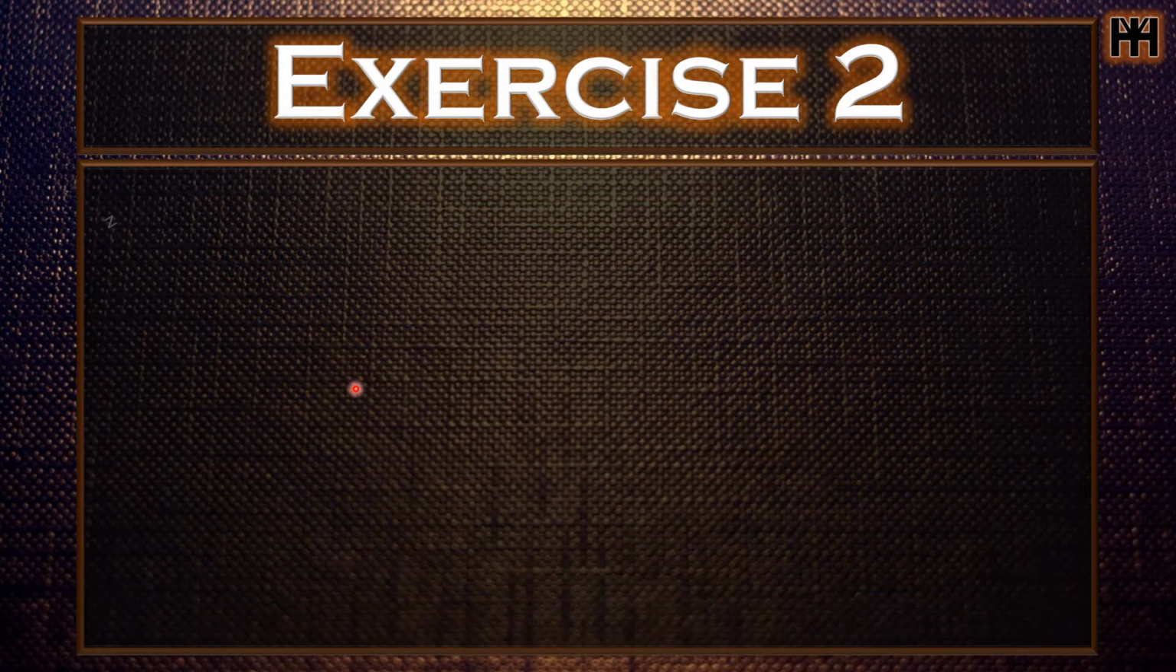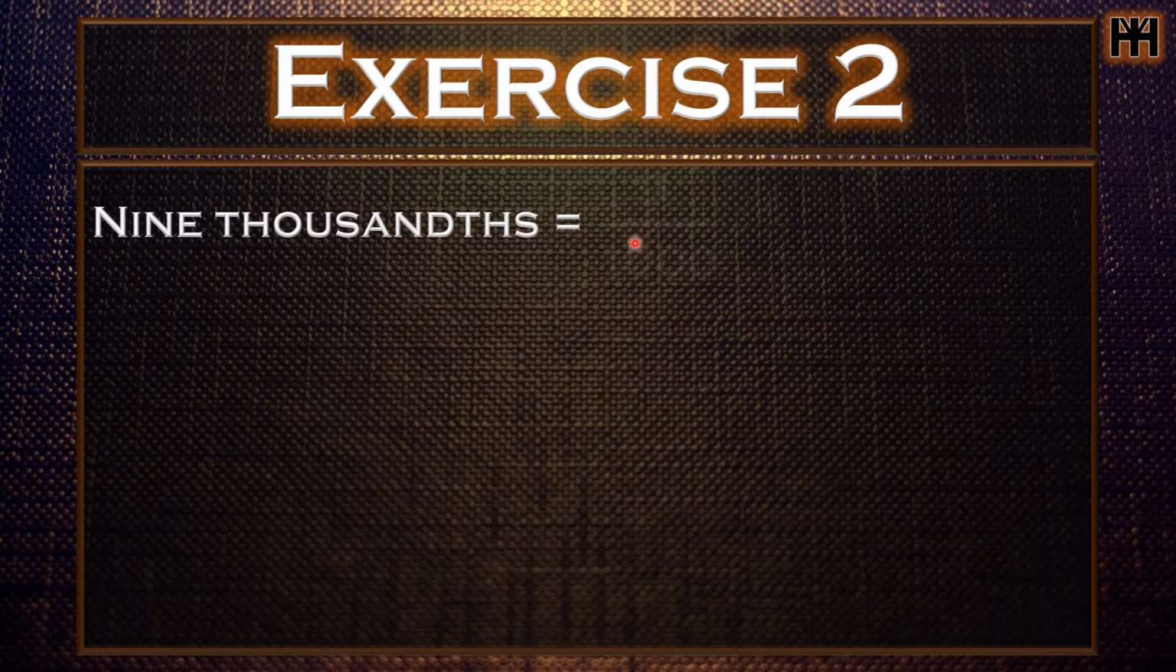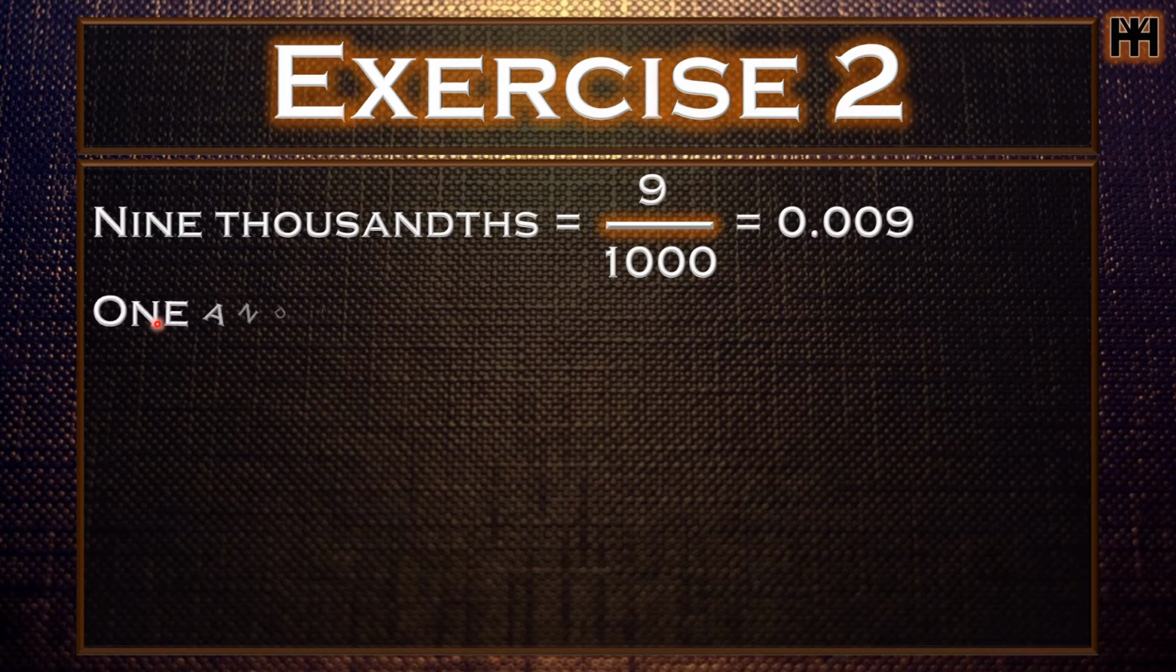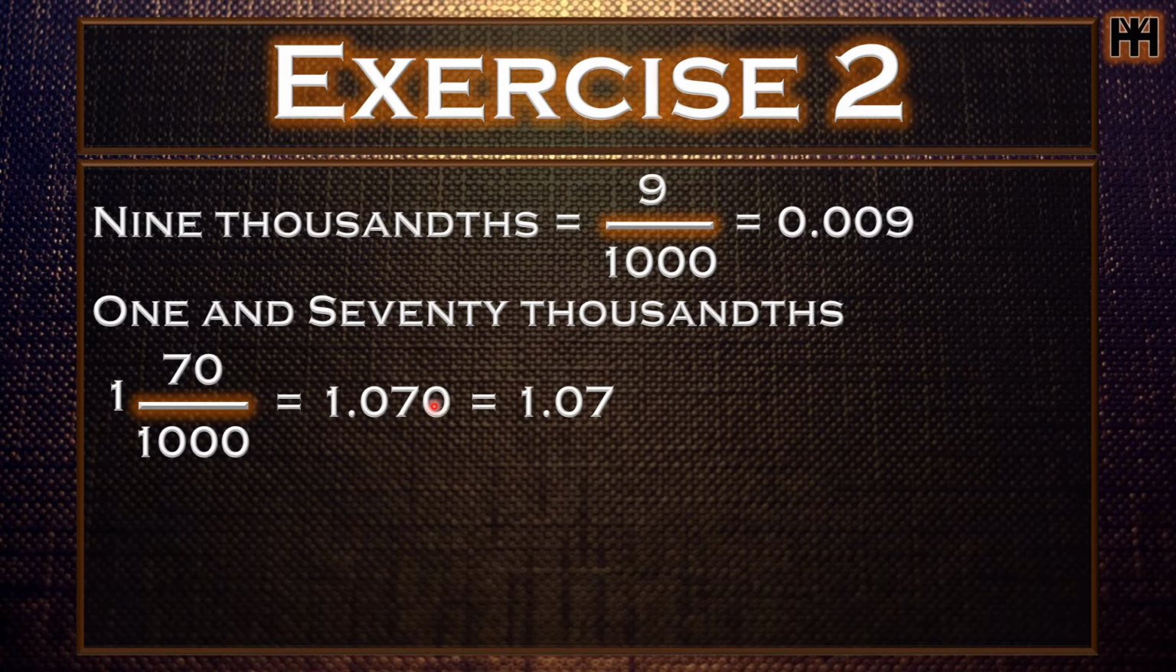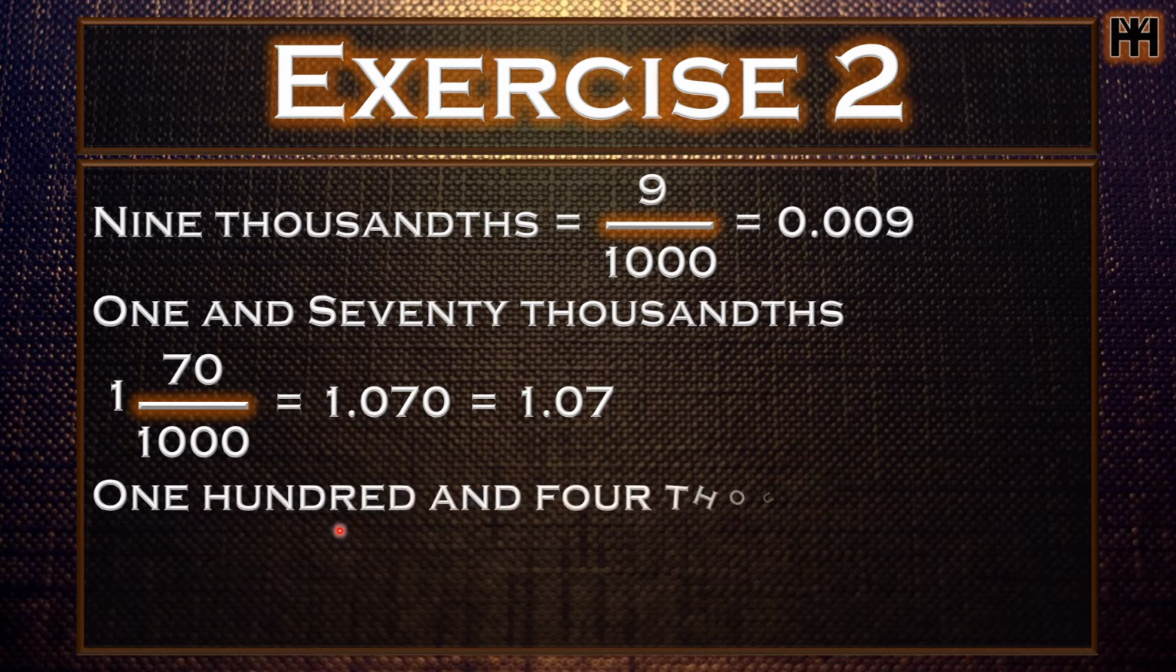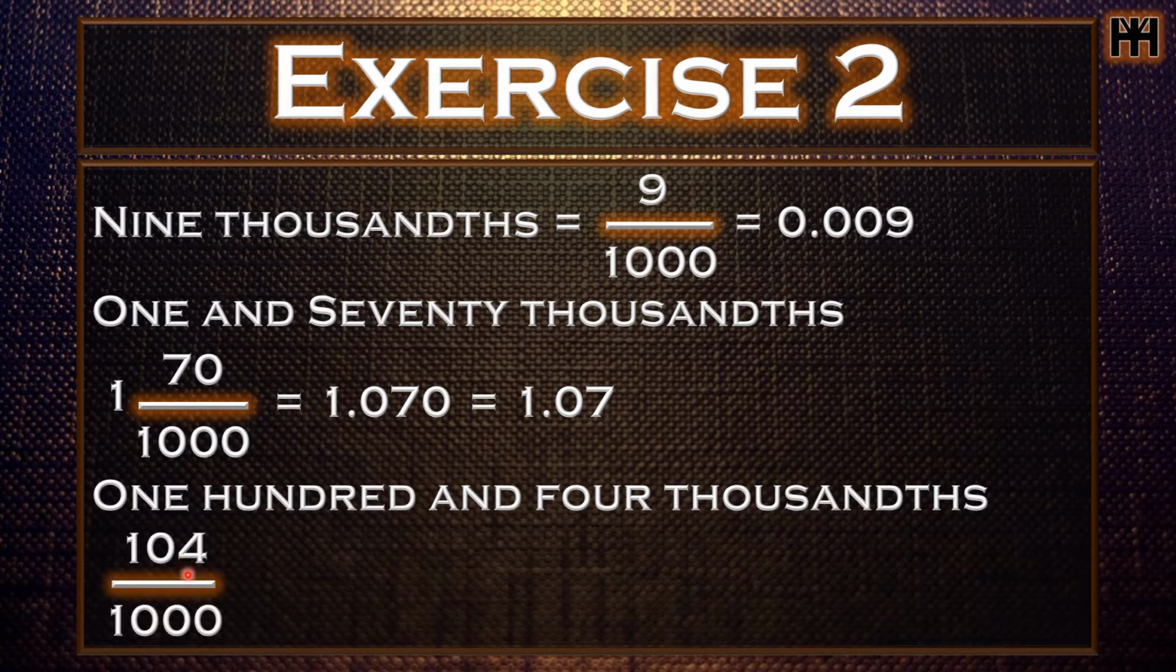Exercise 2. Let's say we have 9 thousandths, so it's 9 over 1000, so it's 0.009. Let's say we have 1 and 70 thousandths, so it's a normal 1 and 70 over 1000, so it's 1.070 or 1.07. We can remove this 0. As I said, it's not effective. You can remove it if you want. Then 104 thousandths, so it's 104 over 1000, so it's 0.104.